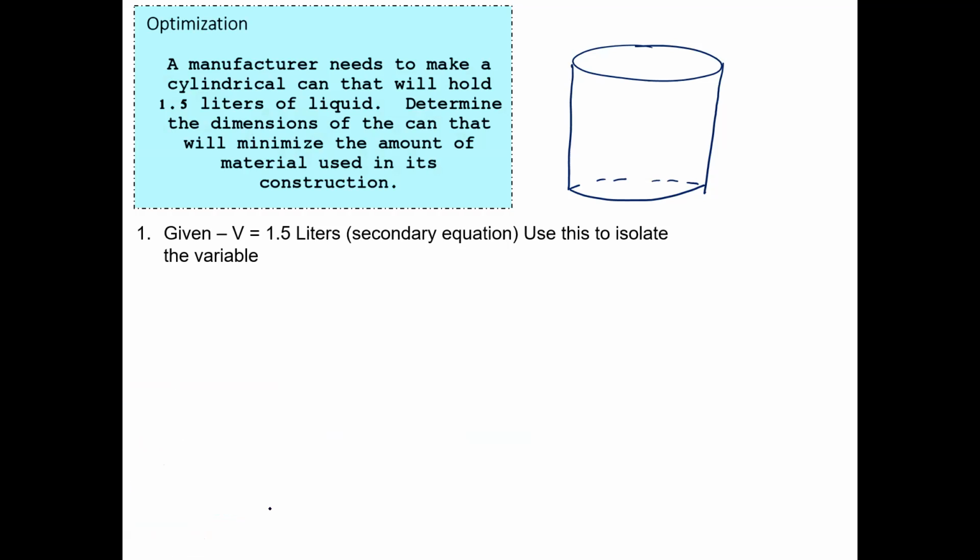All right, so I know that it needs to hold 1.5 liters of liquid. So the first thing given to me is that the volume is 1.5 liters. The question asks you to determine the dimensions of the can that will minimize the amount of materials used. Materials used to me talks about surface area, and so the question is asking for surface area. Therefore surface area is going to be your primary equation, and volume, which is given to me, is going to be your secondary equation.